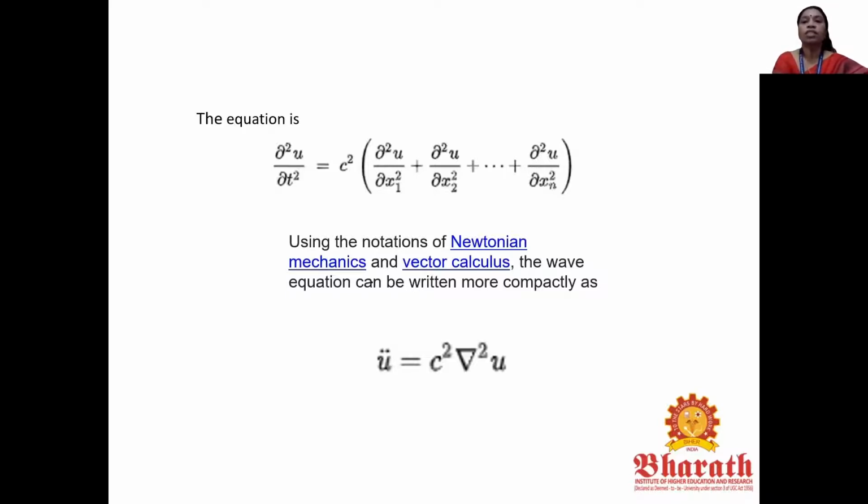So using the notations of Newtonian mechanics and vector calculus, the wave equation can be written more compactly. We write the second partial derivative of u with respect to t, that is ∂²u/∂t², as u double dot, equal to c² times these partial derivatives, ∂²u/∂x1² + ∂²u/∂x2² + etc. to ∂²u/∂xn². We write this as del squared u. So this is called the wave equation.